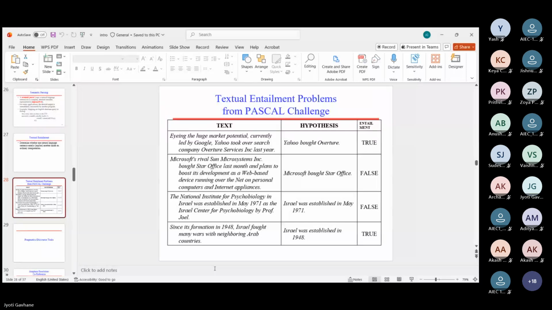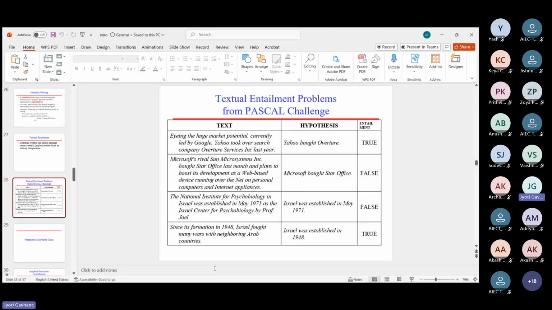And the last statement: since its formation in 1948, Israel fought many wars with neighboring Arab countries. So Israel was established in 1948, because it is written since its formation in 1948, and we are talking about Israel. When was it formed? In 1948. So it is not established in 1971, because the National Institute of Psychobiology was established in 1971. But they wrote the meaning wrong.